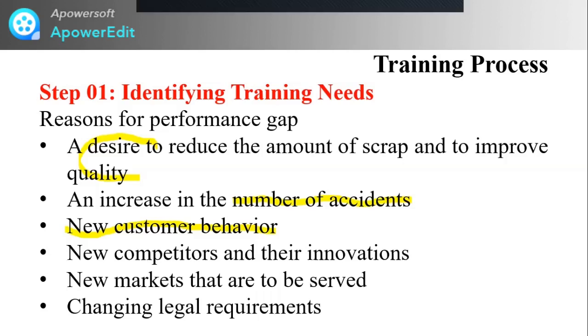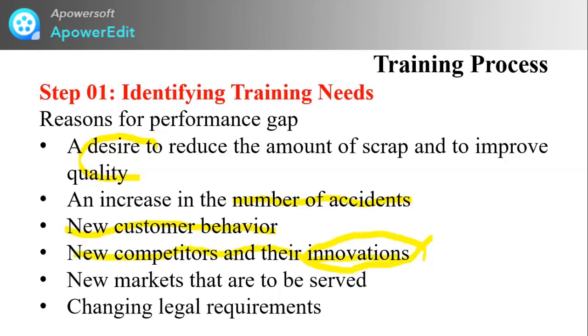New competitors and their innovations. When a competitor brings innovations, we have to introduce innovation too. Innovation means new things, and new things mean a new training program. New markets to be served: when we go to a new market, that means new products and services. New products and services mean we have to develop our employees' skills, knowledge and attitudes, considering the market requirements.